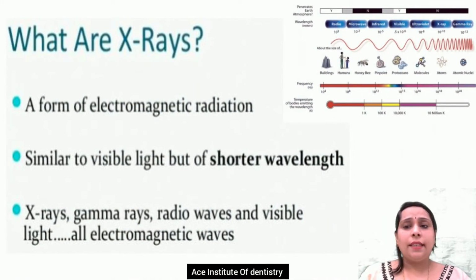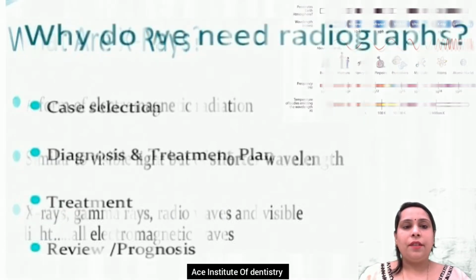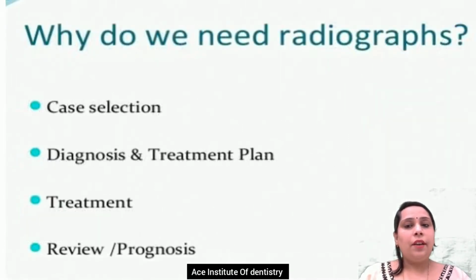What are these X-rays? A form of electromagnetic radiation similar to visible light but of shorter wavelength. That can be X-rays, gamma rays, radio rays and visible light. All are electromagnetic waves. Why do we need this radiograph?